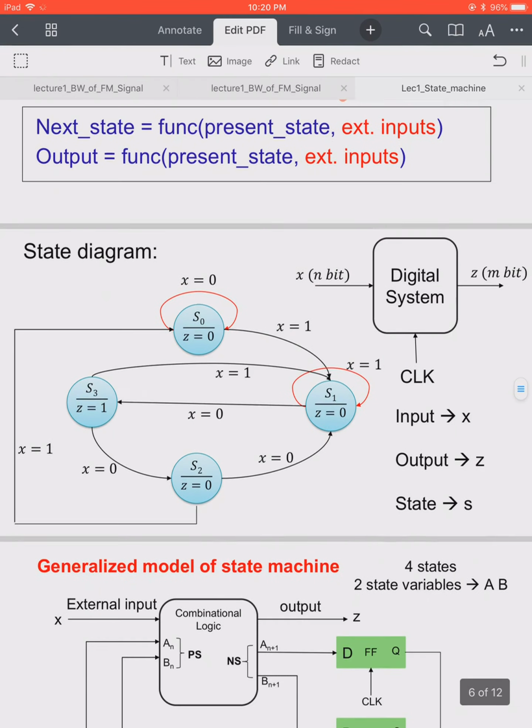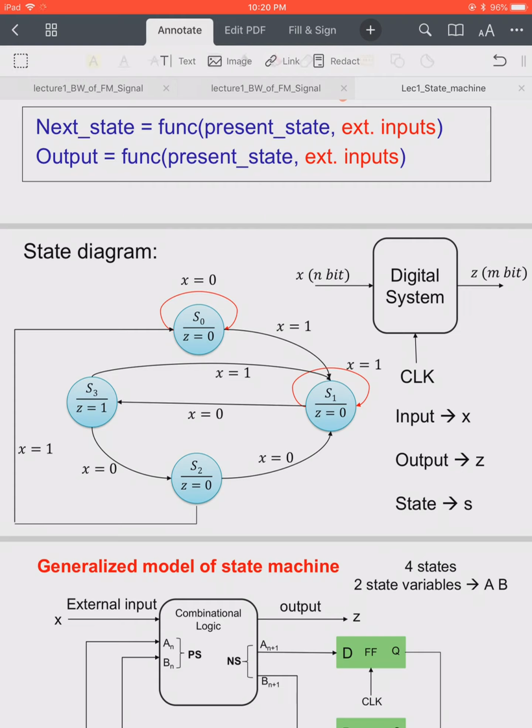So here is the example. Why is this important? Why is this concept of state machine important in designing a digital system, particularly a sequential or synchronous digital system? Just look at this example.